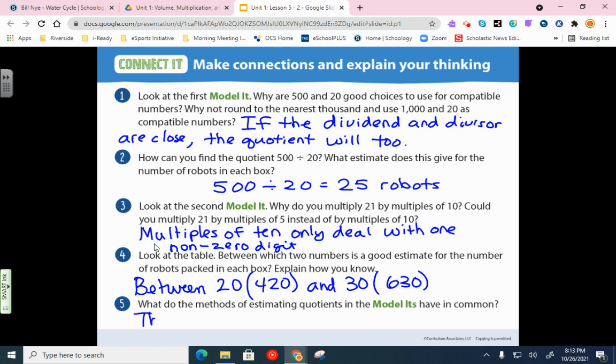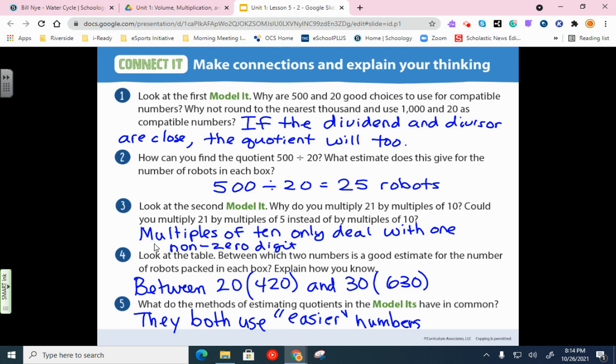And what do the methods of estimating quotients in the model have in common? This is a kind of a general answer, but they both use, I'm putting this in quotes because it's kind of an opinion, but I think it's using easier numbers. That's what they have in common. Making compatible, easier numbers makes your division way, way, way easier. Okay, let's turn the page.